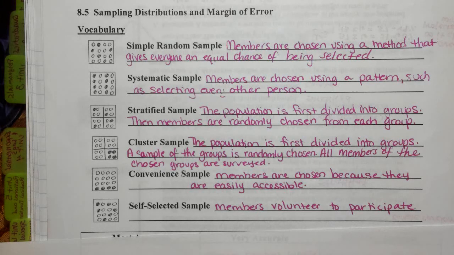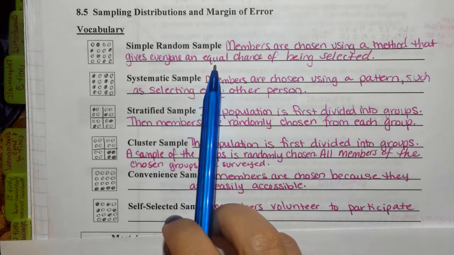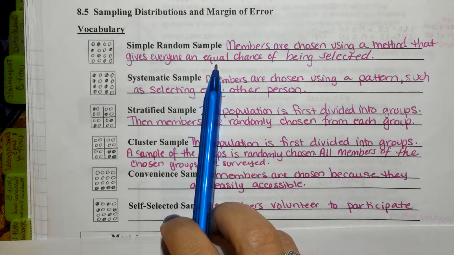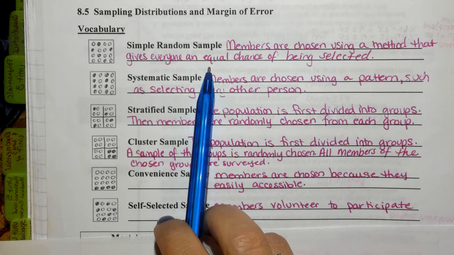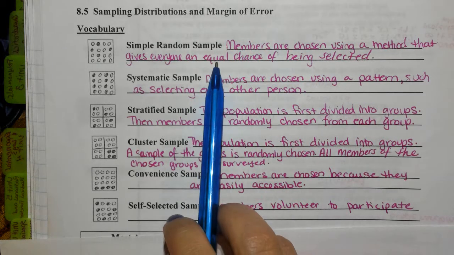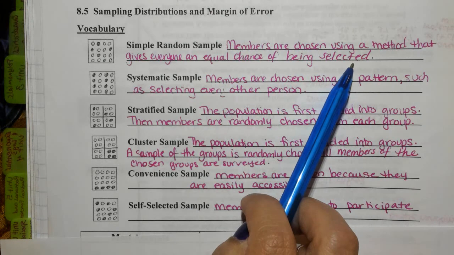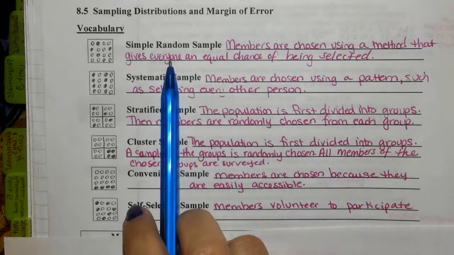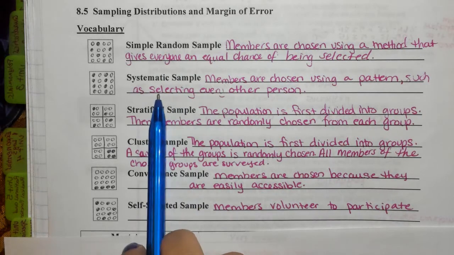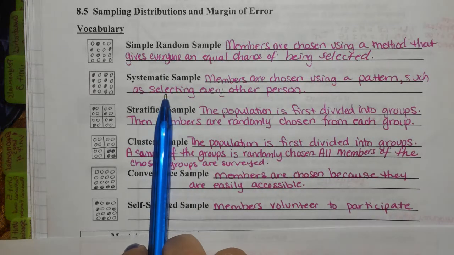Hey guys, okay, so today we're going to talk about sampling distributions and margin of error. These are the different types of samples. Our simple random sample is where members are chosen using a method that gives everyone an equal chance of being selected. So equal chance of being selected is key here. So everyone in the population should have an equal chance. That's simple random.